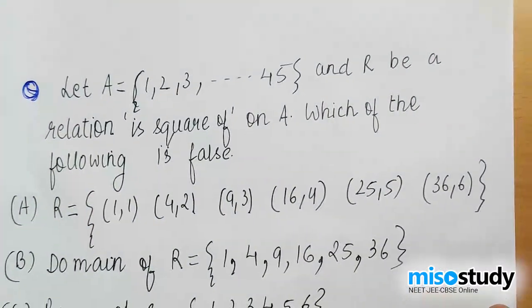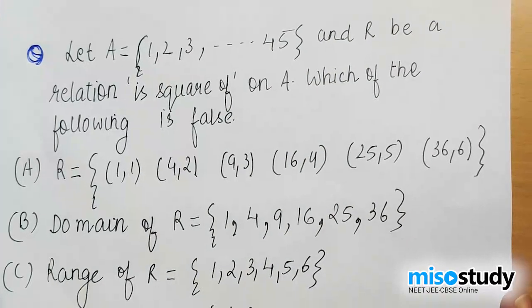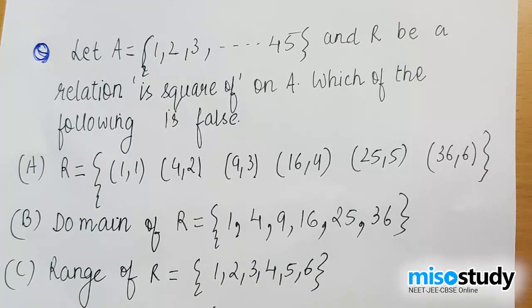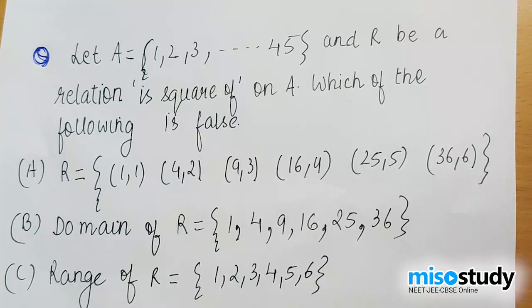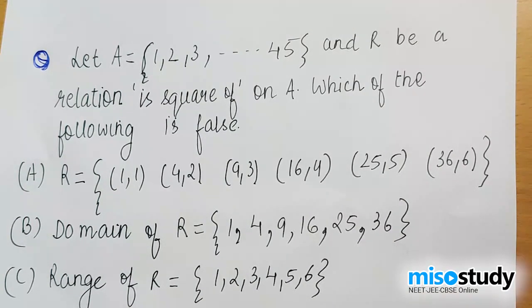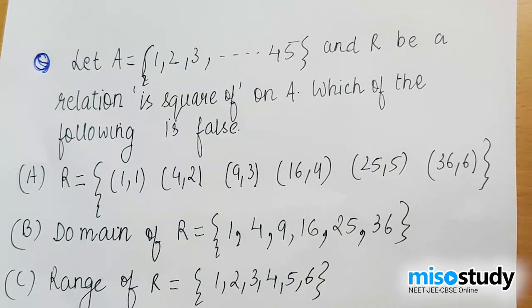So the first question we have is: let A = {1, 2, 3, and so on till 45} and R be a relation "is square of" on A. Which of the following is false? Now R is a relation from A to A. It's on the same set A, and it says that it is a relation which says "is square of".